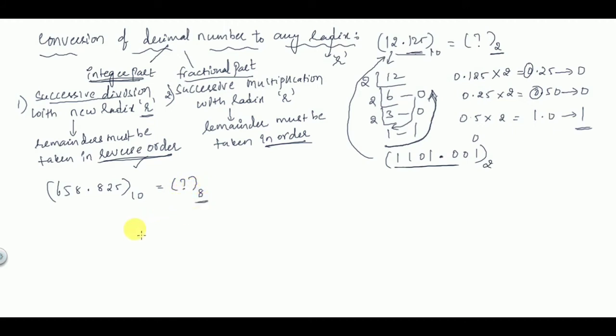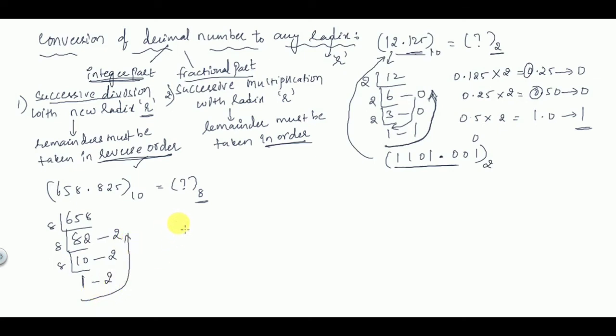So the new radix is now octal, that is 8. 658 is the integer part, so you have to divide it by 8. 8 8s are 64, 8 2s are 16, so the remainder is 2. Similarly, 8 10s are 80, and 2 will be left over, so you take the remainder as 2. 8 1s are 8, and the remainder is again 2, and we have to take the remainders in reverse order.